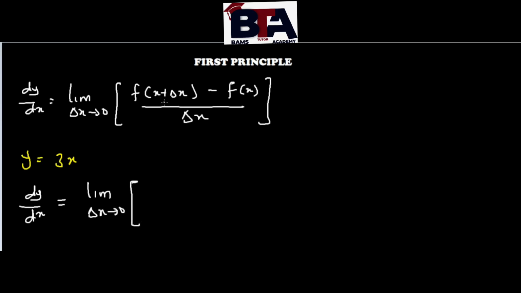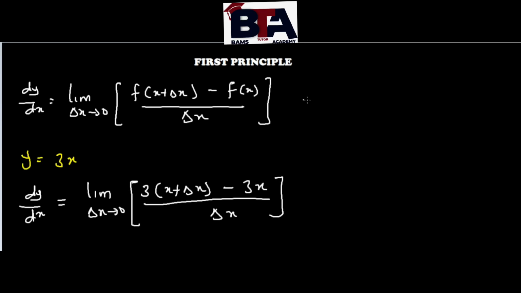Now this f of x plus dx means that anywhere you see x, just change it to x plus dx. So I'm going to have 3 into x plus what? Change in x, okay? Minus 3x. That's your f of x, which is your function, over change in x, okay?